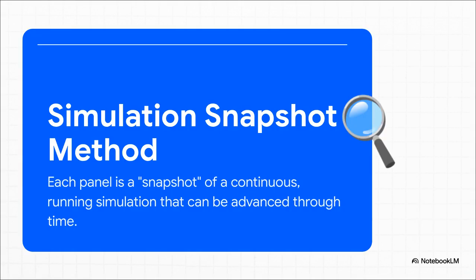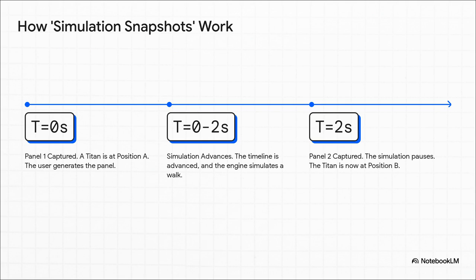The best way to think about it is that your comic is a film strip. You're not creating a bunch of disconnected photos. You're actually capturing individual frames from a continuous movie that's always running in the background. Let me walk you through how this actually works.